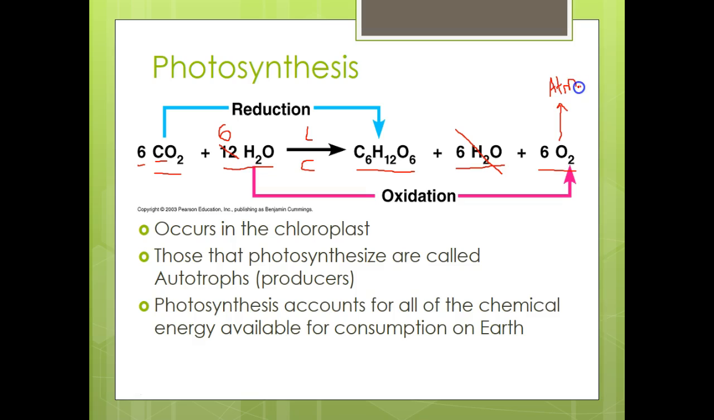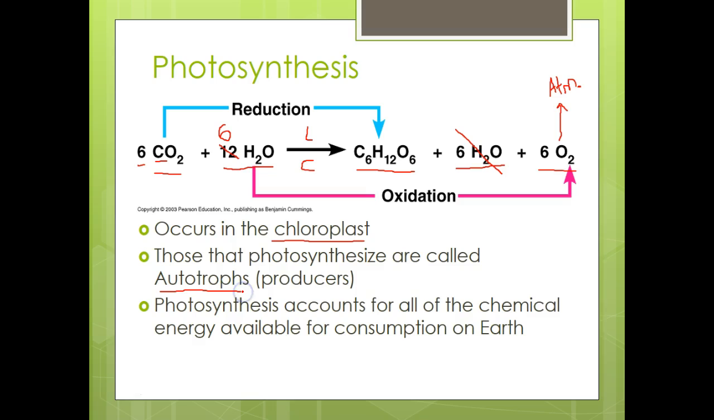And we're lucky that plants do produce oxygen as a byproduct, because this oxygen that is produced allows us as heterotrophs, as organisms, to survive. And this entire equation happens in the chloroplast, and there are specific locations within that chloroplast where each of these are going to be produced, but we'll talk about that in a little bit.